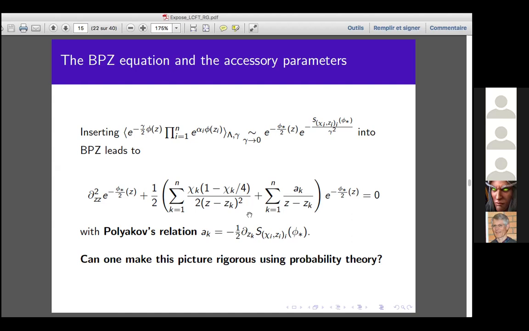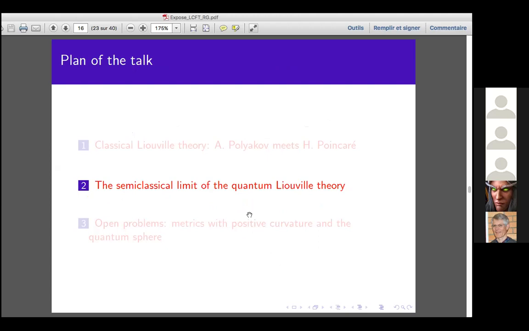You know, based on the work with François David and Antti Kupiainen, where we introduced a rigorous version of this path integral that Polyakov was playing with. Okay, so now I'm going to explain the results we get, and then I'll finish with open problems that we didn't treat. I think it would be interesting if someone in the audience or maybe someone else settles them. I think it's something doable, but it doesn't enter our framework exactly. So I'll state the open problems at the end.